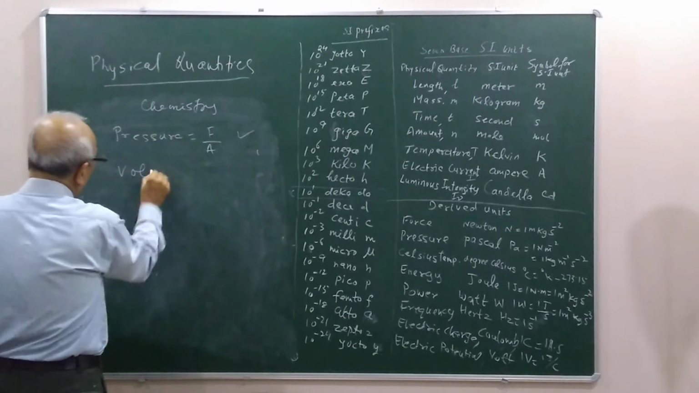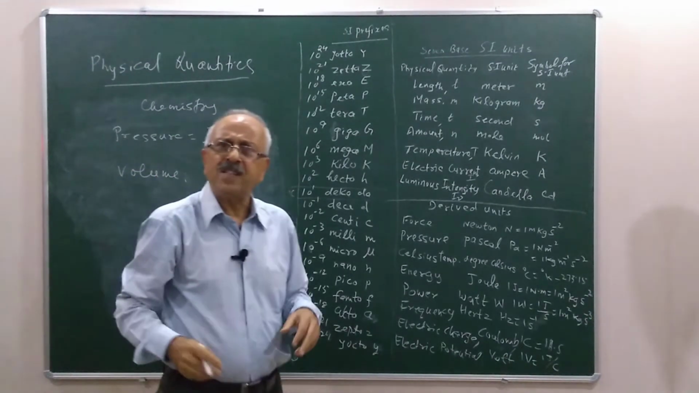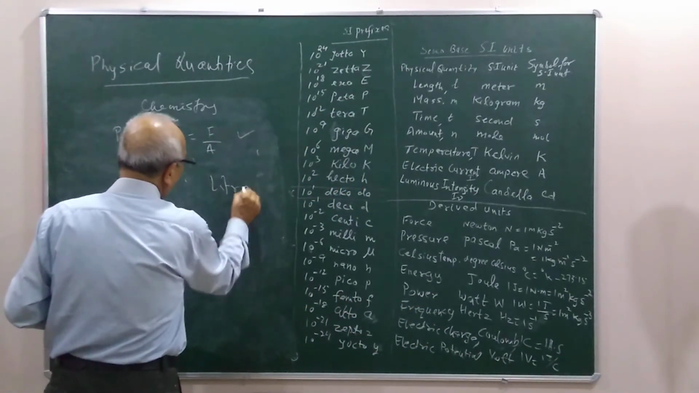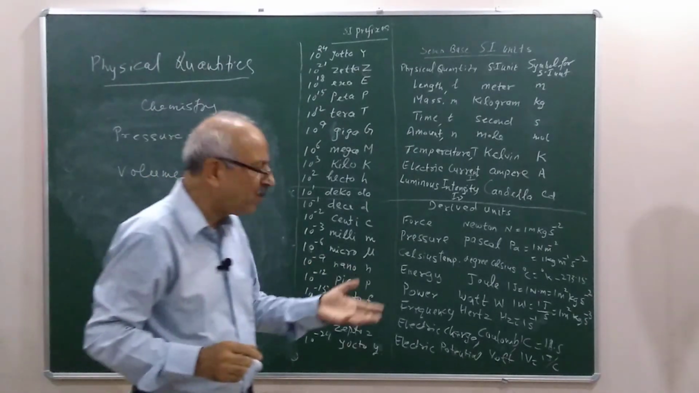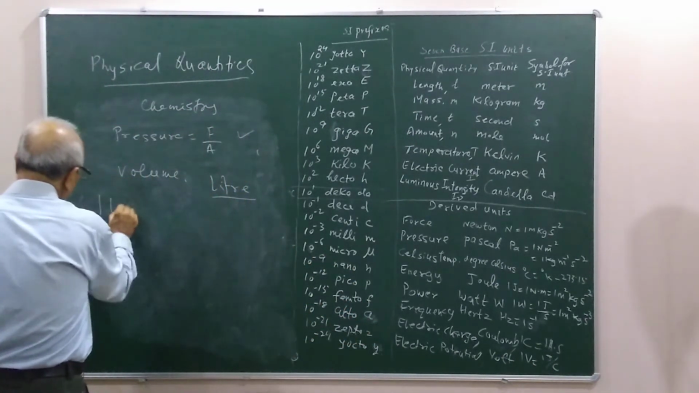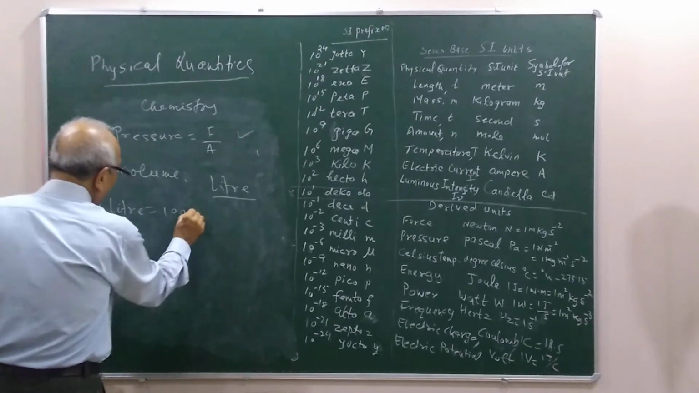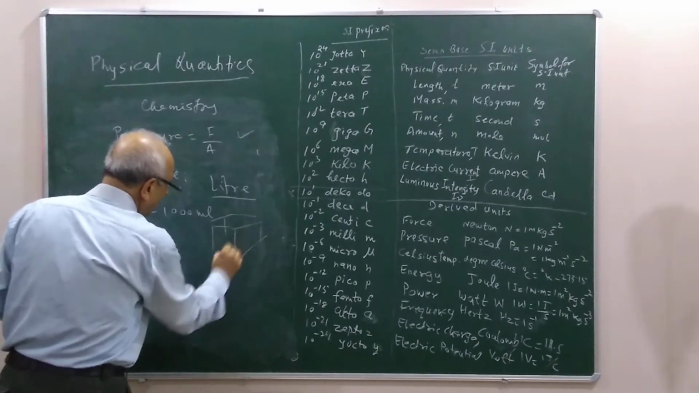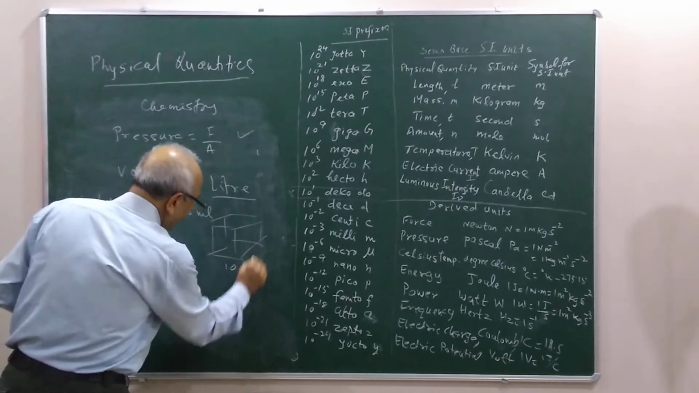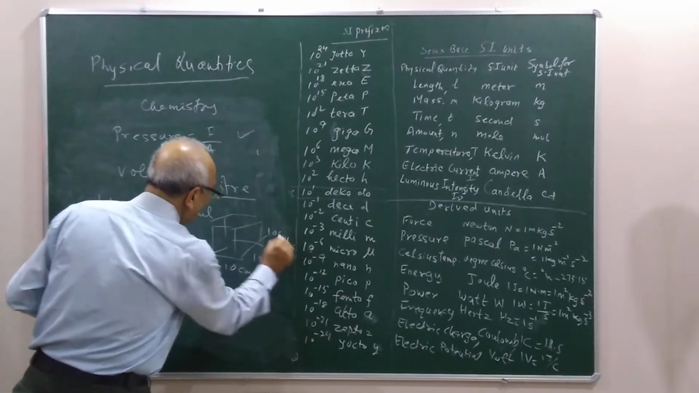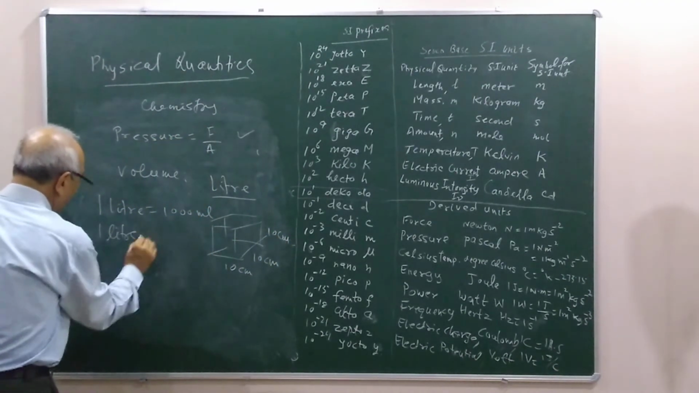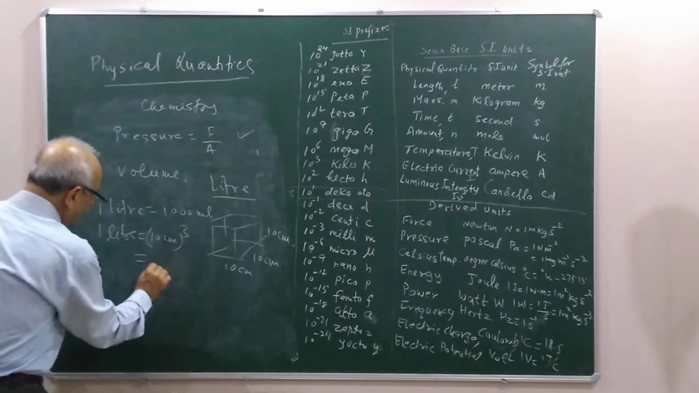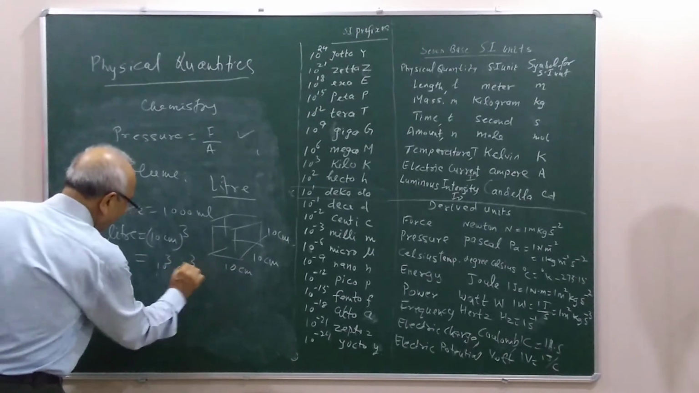Then you are using volume. In the chemistry lab, you have seen that you are doing a large number of volume measurements. Normally you use a unit which is the liter. Liter is not an SI unit, but it is very commonly used, and you should know that 1 liter is equal to 1000 milliliter. In other words, if I take a cube of 10 centimeter, it has been defined that 1 liter is equal to 10 centimeter the cube, which is equal to 10 power 3 centimeter cube.